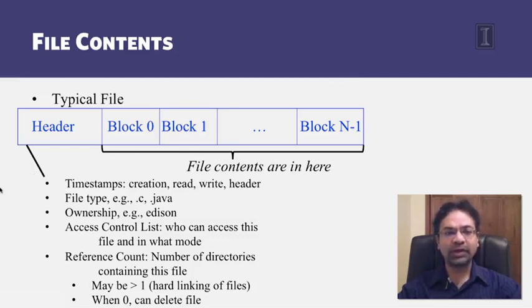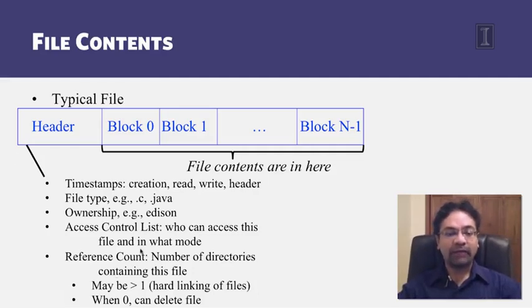Next, you have ownership. Who is the actual owner of this file? Which is the user, what is the user ID of the user who actually owns this file right now? The owner may not be the only one who can access this file. There might be other users who are allowed to access the file in different modes. Some users may be allowed to write the file. Other users may be allowed to only read but not write the file. And that is maintained in the access control list. The access control list maintains a list of all the users who are allowed to access this file. And for each user, it maintains information about which modes this user is allowed to access this file in. Is it a read-only mode? Is it a read-write mode? Is it a write-only mode? Or is it an executable mode or something else?